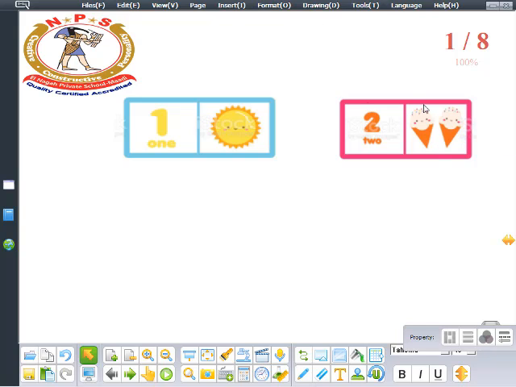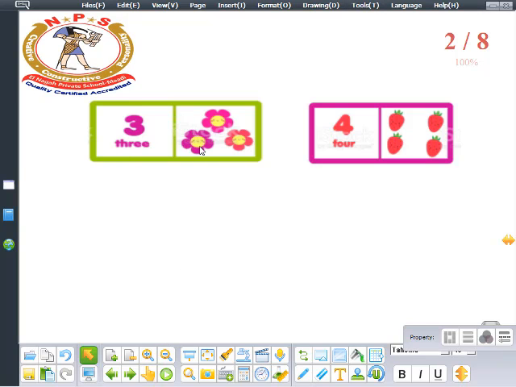What about these? How many ice creams do we have here? Yes, excellent. 2. Here we have 2 ice creams, and this is number 2. We try to learn how to know the quantity without seeing the number, just looking at the picture and knowing that they are 2, 3, 4, and so on. Let's go to another thing.